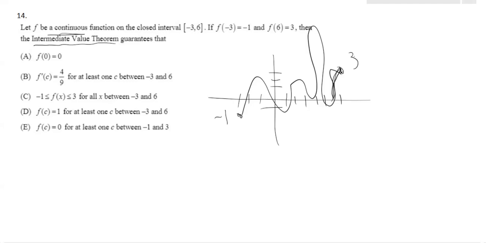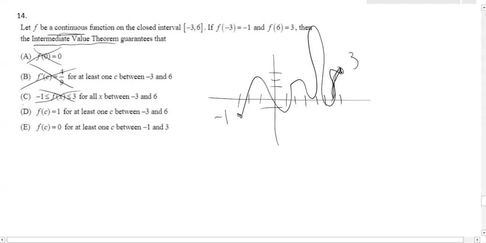So f of 0 equals 0, that could be true, but that's not part of the intermediate value theorem. F prime of c equals 4/9, that would be the mean value theorem, and that doesn't necessarily apply because it doesn't say that the function is differentiable. So f has to be between -1 and 3 on -3 to 6? That's not necessarily true because the y values could go above or below, but you don't know.